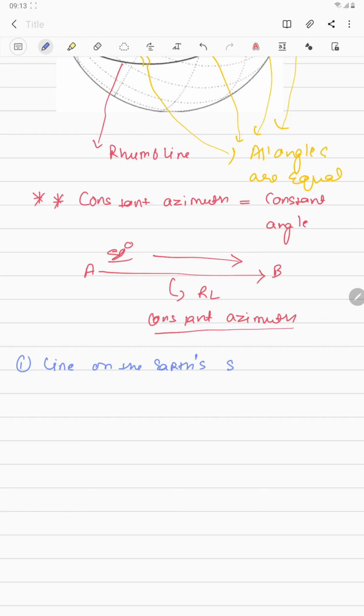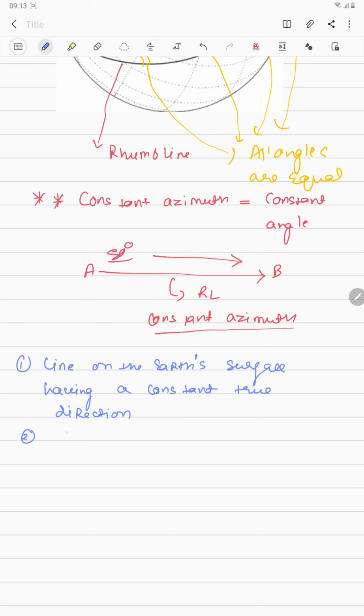It is the line on the Earth's surface having a constant true direction. Okay, this is the point. Okay, let's go to the next point.